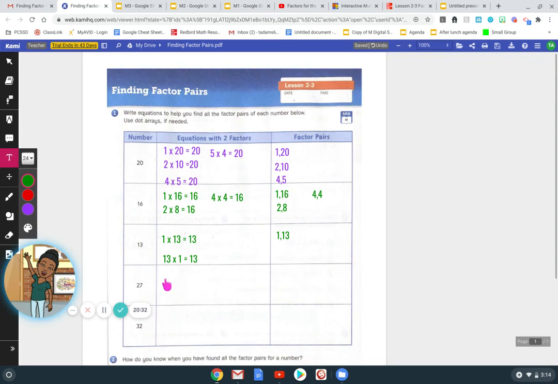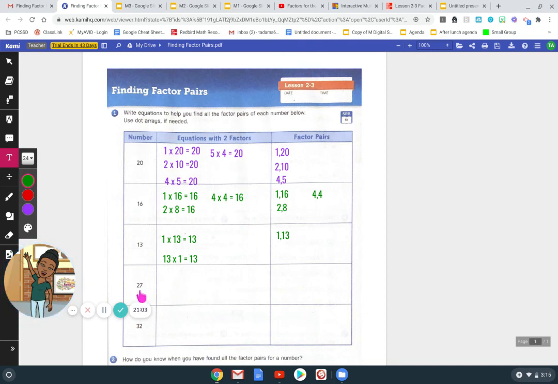I think you got it, ladies and gentlemen. Go ahead, find the factor pairs for 27 and put the equations in this box. And find the factor pairs for the number 32. The equations go in this box. Use your multiplication chart. So if you're looking for the number 27, what factors will equal 27? How do you know? Go to your chart. We're always going to start with the number 1.